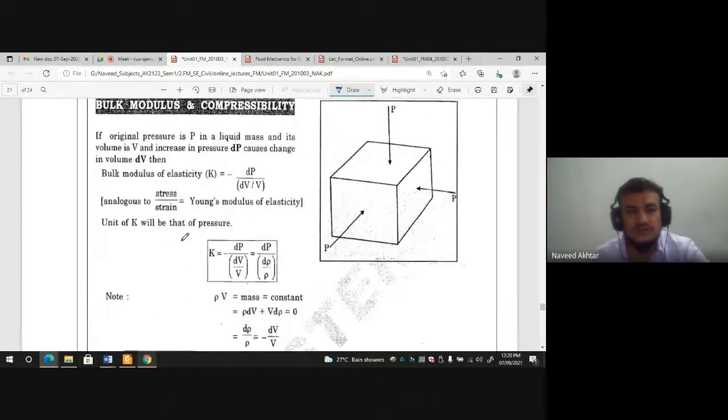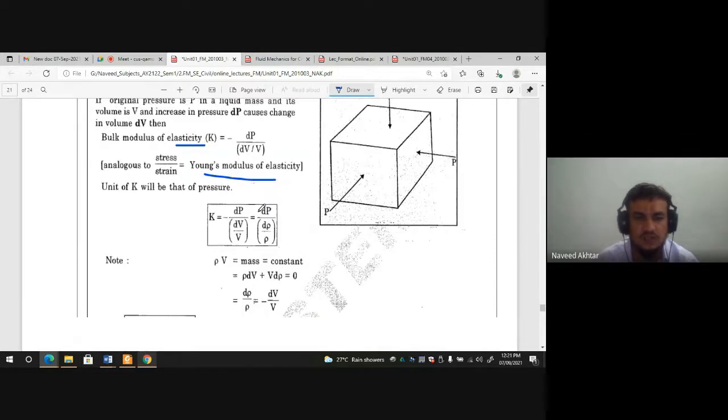Okay. So if you see this box, it has pressure from all the dimensions. It is a three-dimensional box, so the pressure is applied from all the directions. Therefore, the volume will change. The bulk modulus K is nothing but dP upon dV upon V. So that is analogous to stress over strain, like the Young modulus of elasticity.